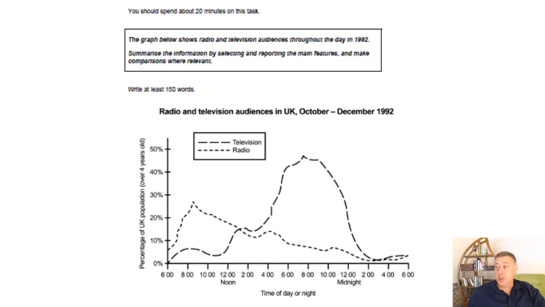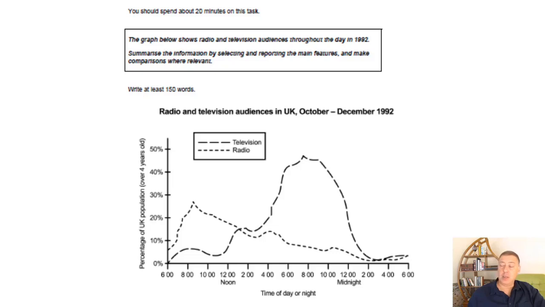Radio and television audiences through the day in 1982. So this is in the past. Like I mentioned, not all of them talk about the future. And the time that you're talking about is not a single year, but the time over the course of the day. So if you look at the bottom of the graph, 6 a.m., 8 a.m., 10 a.m., noon, etc. So the times of the day and the percent of the population over 4 years old watching or listening to TV.